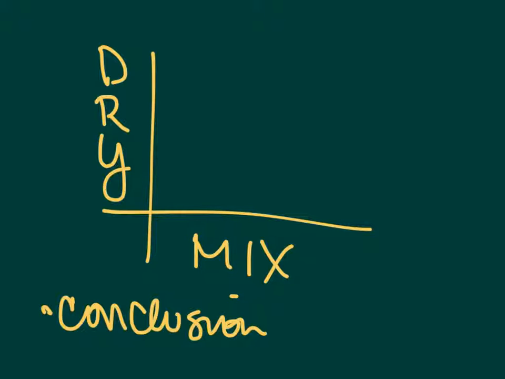Conclusions. Your conclusion is simply an interpretation of your graph. It's going to tell you what your graph says, and whether or not it supports your hypothesis.